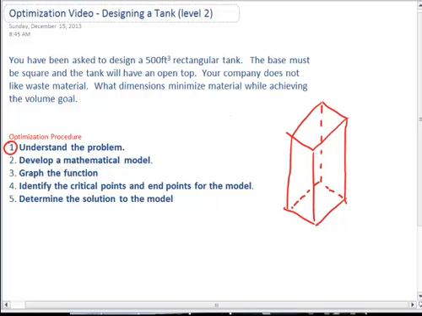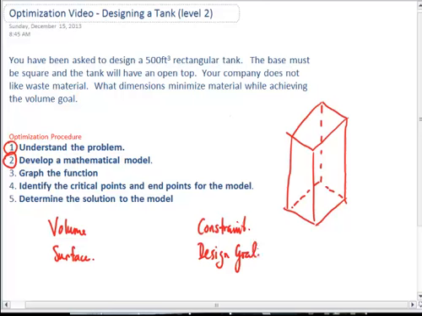I want you to develop a model and come up with an equation in the second step that would give us what the volume of the tank would be and what the surface area of the tank would be. In addition to that, I'd like you to tell me or talk to the group about which one of these is the constraint and which one of these is the design goal. I'm going to pause the video now and let you guys discuss it.